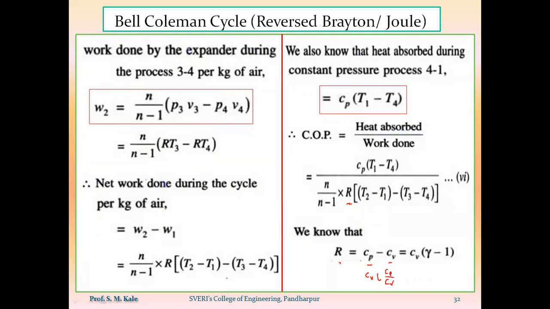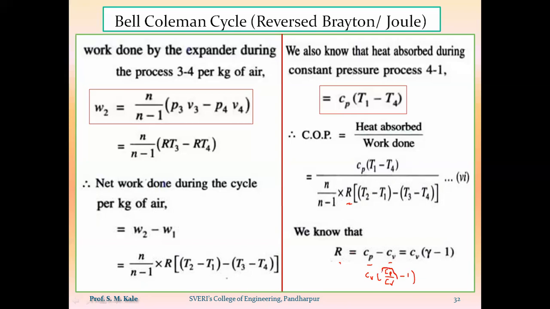What did I do there? What do we know about the characteristic gas constant R? It is the subtraction between Cp and Cv, the specific heat at constant pressure and the specific heat at constant volume. So Cp minus Cv is equal to R. But if I take Cv as a common term, I will get Cv inside the bracket Cp by Cv minus 1.